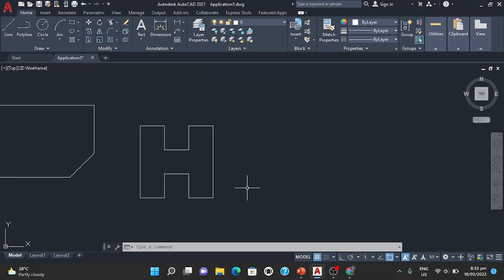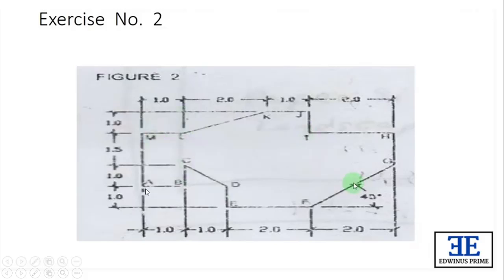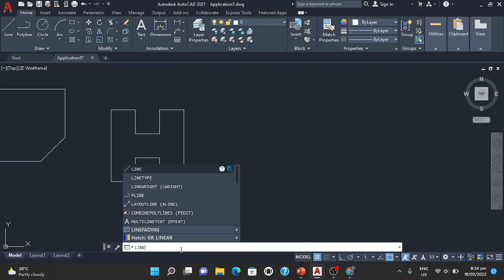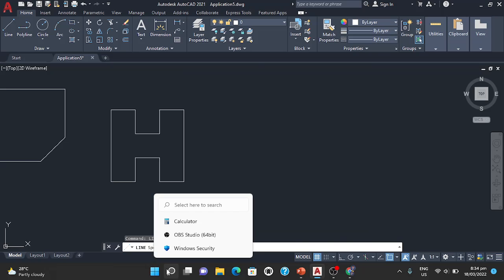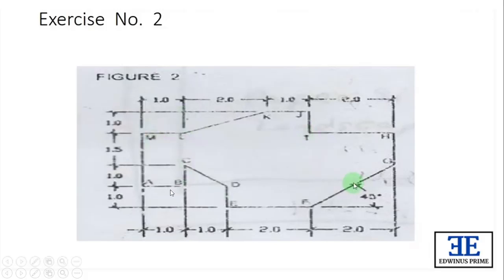Okay. So let's start with indicating the point A in figure number 2. Let's type line, and for our line, let's hit enter. Once we type line, let's indicate our starting point to be 12, comma, 20. Let's say that this is the starting point of our drawing. For example, we have here point A.